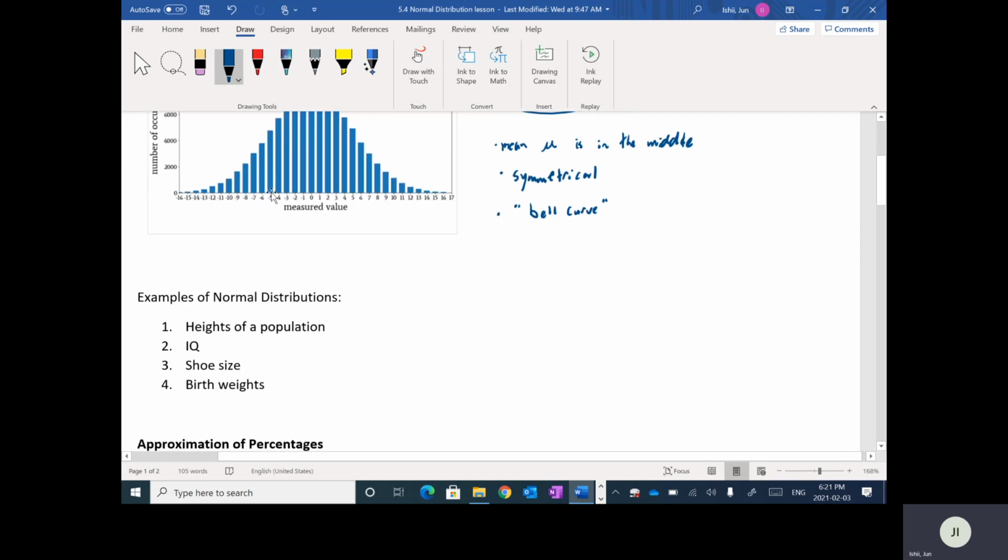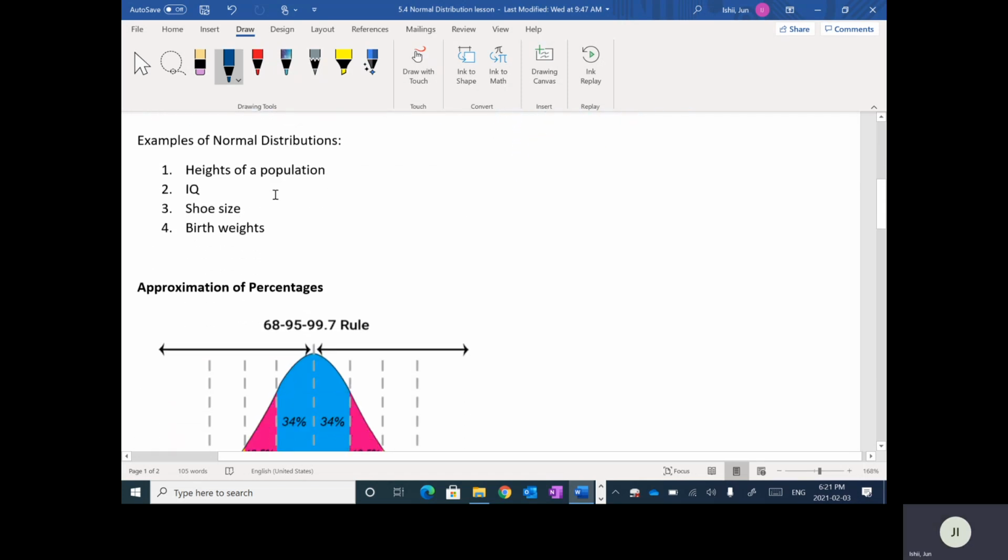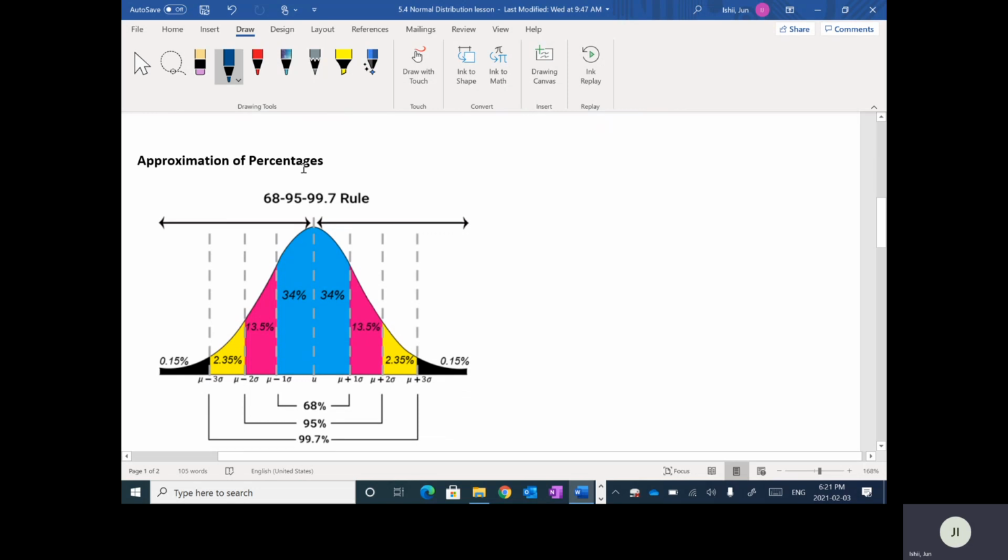With the normal distribution, there's a rule. It's called the empirical rule, but you don't need to know that. It's mostly known as the 68, 95, 99.7 rule. Basically, it tells you the percentages of the population that are within one standard deviation away.